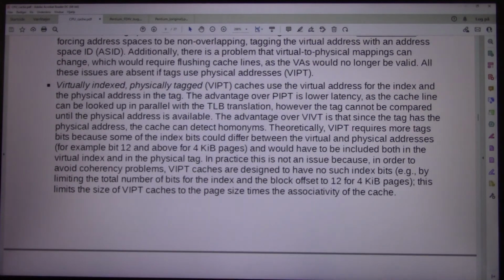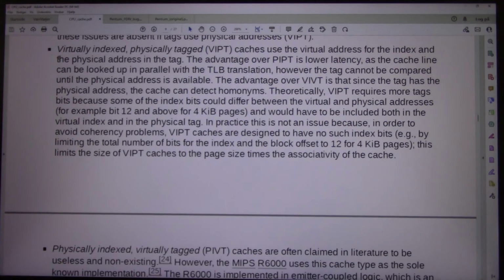Virtually indexed, physically tagged, VIPT, caches use the virtual address for the index and the physical address in the tag. The advantage over PIPT is lower latency, as the cache line can be looked up in parallel with the TLB translation. However, the tag cannot be compared until the physical address is available. The advantage over VIVT is that since the tag has the physical address, the cache can detect homonyms.